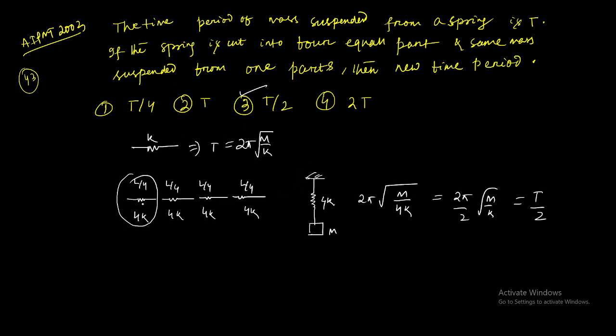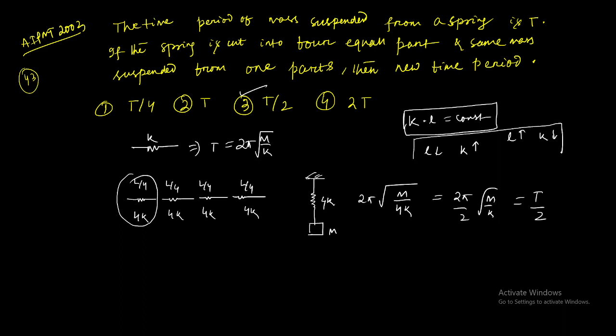So if the spring length is decreasing, the spring constant will keep on increasing because k into L is constant. For a spring, spring constant into length is constant. If length is decreasing, k will be increasing. If length is increasing, k will be decreasing. This thing you have to remember, right?